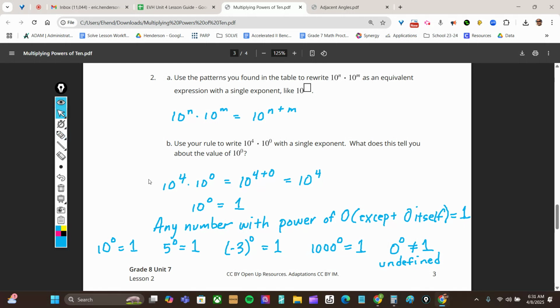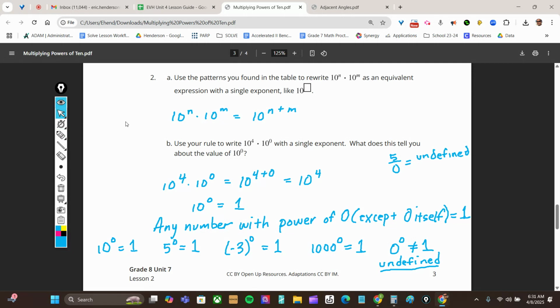Alright, so undefined means you can't come up with a clear answer. It doesn't follow the standard laws or rules of math. For example, dividing a number by 0 is another example of undefined. That's an undefined problem. We just can't solve it consistently. So that's what undefined means.